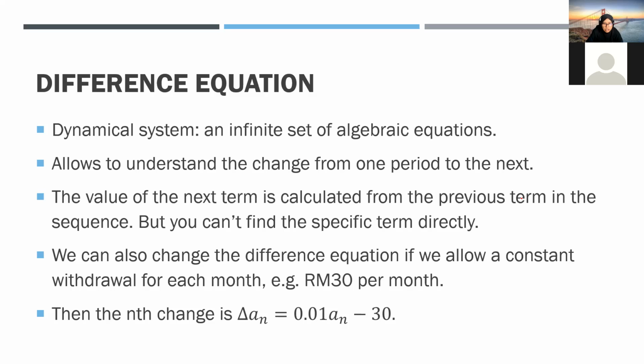We can also change the difference equation if we allow a constant withdrawal for each month. Okay, for example, I put in 1,000 every month. But at the same time, within that month, I can also withdraw RM30. So now the nth change becomes delta n equals to the rate times the balance, which is the original change, minus the withdrawal.